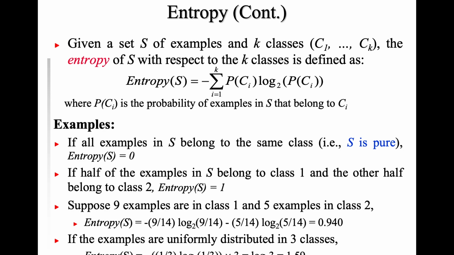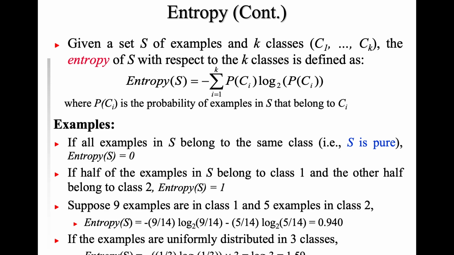The entropy of S with respect to the k classes is defined as minus the sum of p_i multiplied by log of p_i. So what is p_i? It is the probability that an instance or example belongs to a specific class. For example, back to our example, we want to see if it belongs to the class playing tennis or not. So now if all the examples in S in our data belong to the same class, which means S is pure, right?